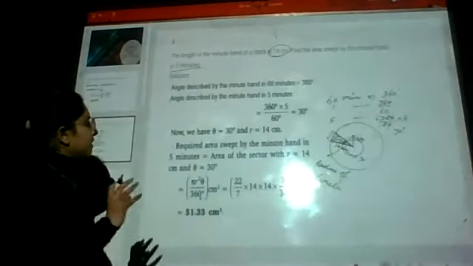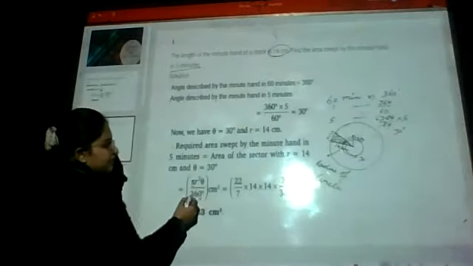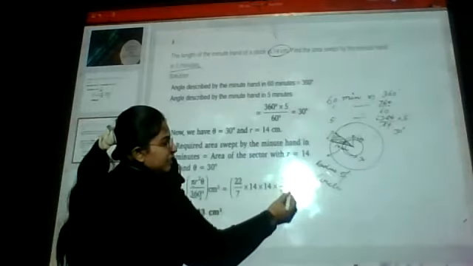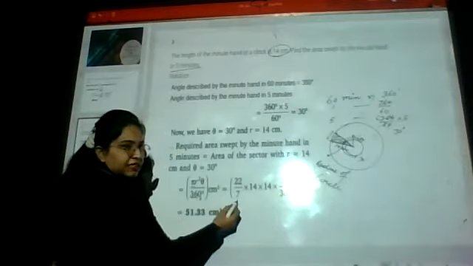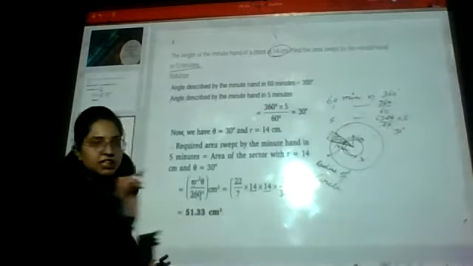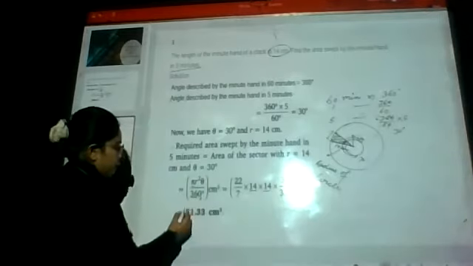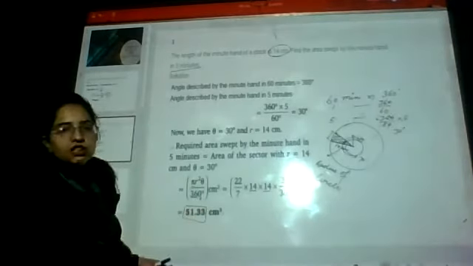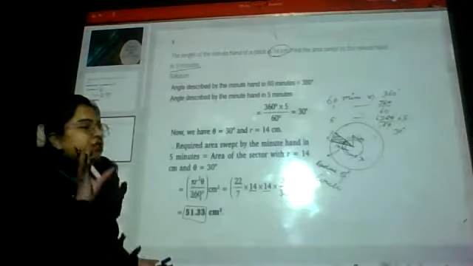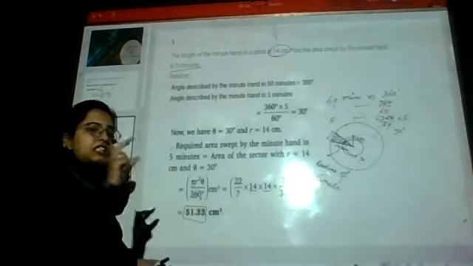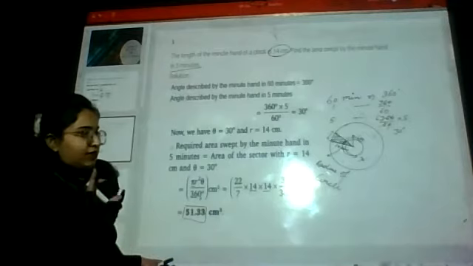So now I got the theta also. What would be the area of the sector? Theta by 360 pi r square, right? This is the formula only. Theta is 30 by 360, pi is 22 by 7, r square is the length of minute hand, that is 14. That would be the radius only. 14 into 14. It would be 51.33 centimeter square. Okay, this would be the area of the sector formed by the minute hand of a clock in 5 minutes.